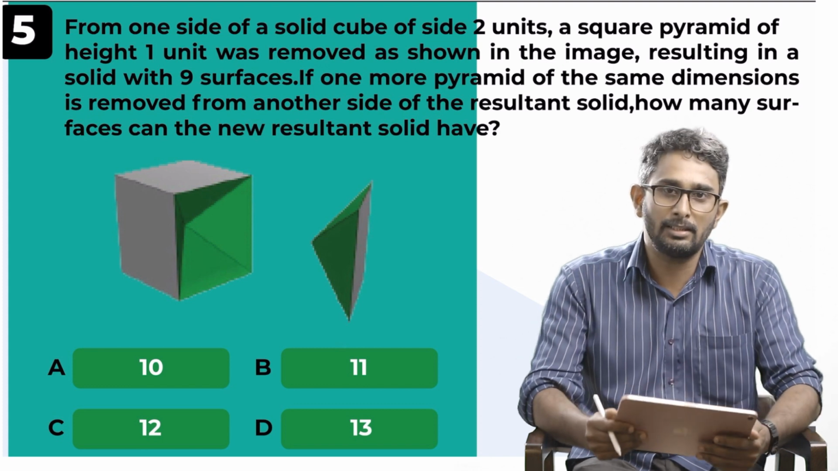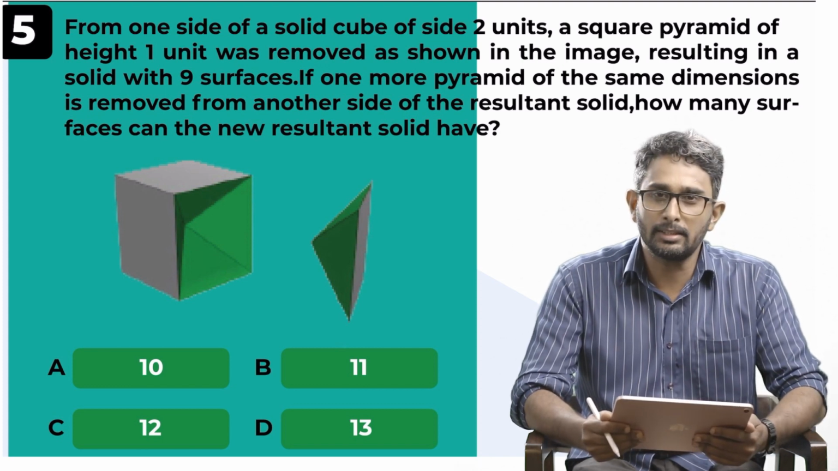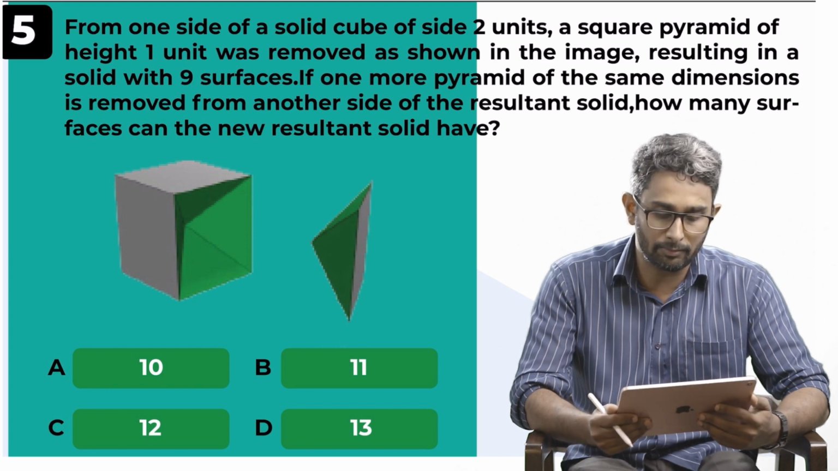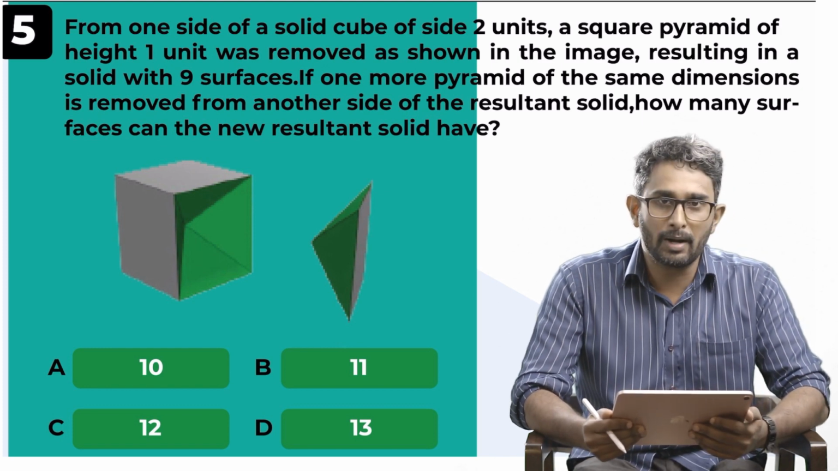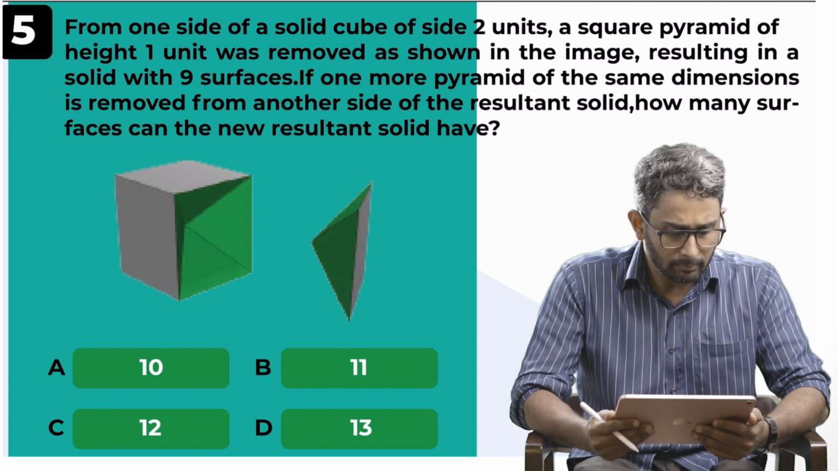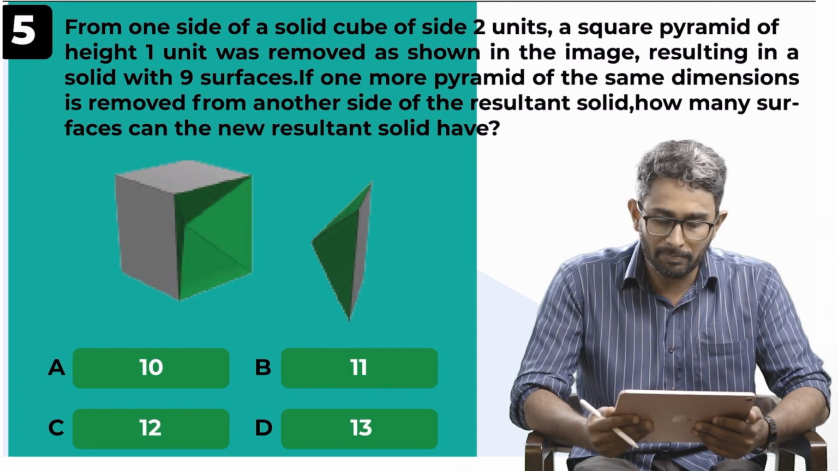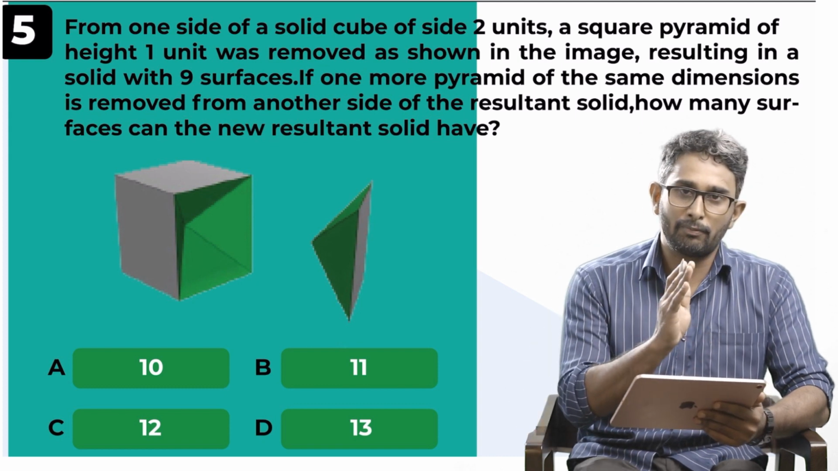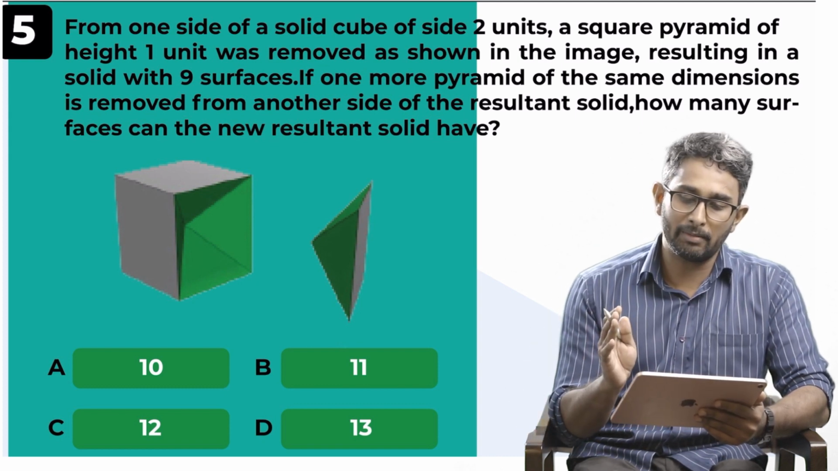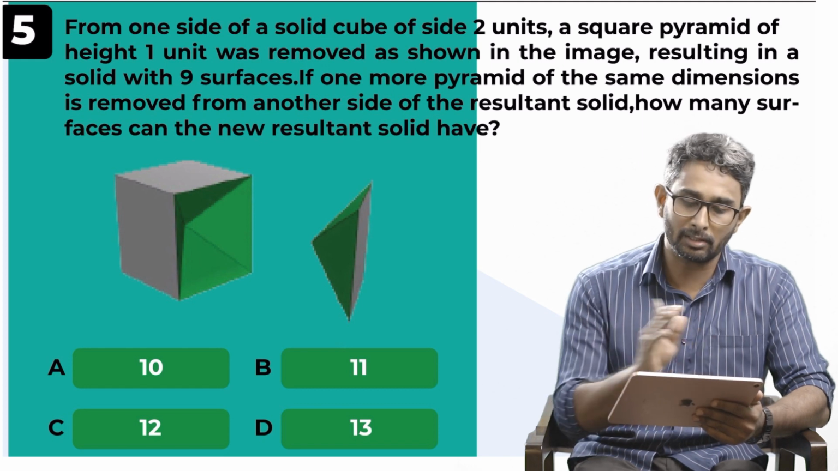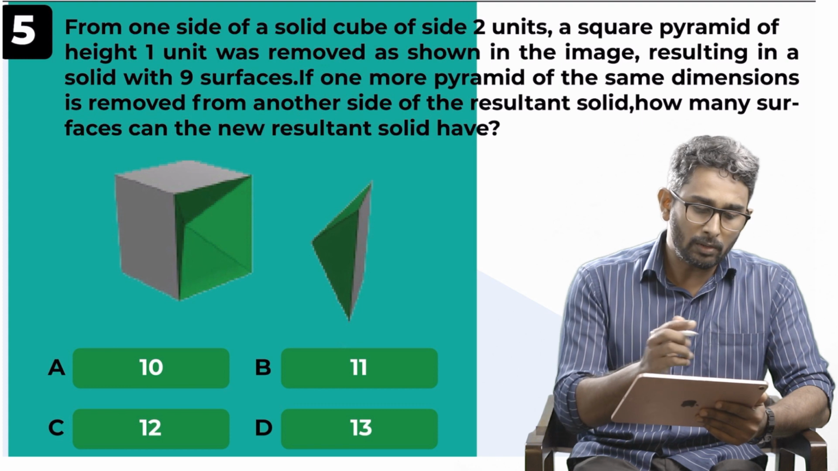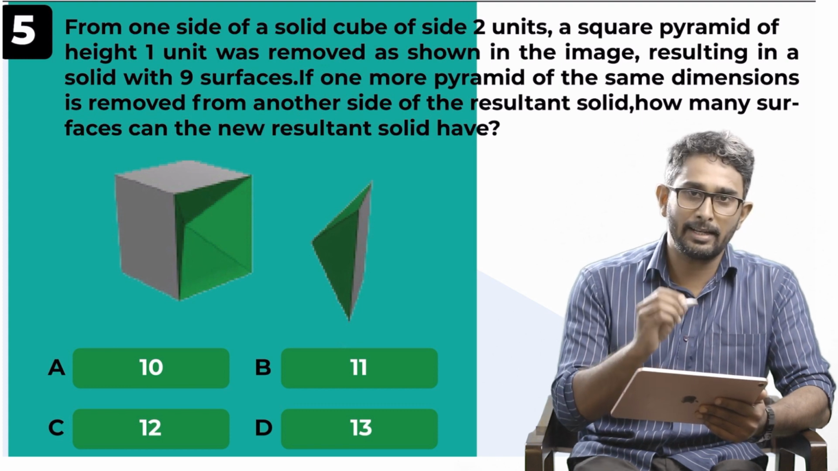So this is a little tricky question. I will not say tricky, but a lengthy question. You have to understand the wording of the question very carefully. Let's see the first part of the question. From one side of a solid cube, so there is a solid cube, and from that solid cube, from one side a square pyramid is removed. After removing that square pyramid, the total number of surfaces obtained is 9 surfaces.